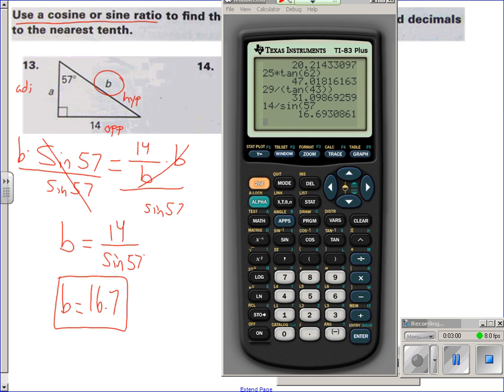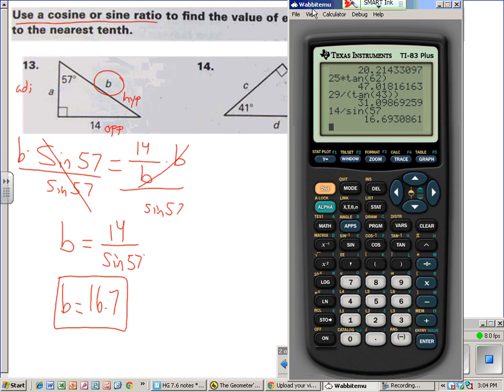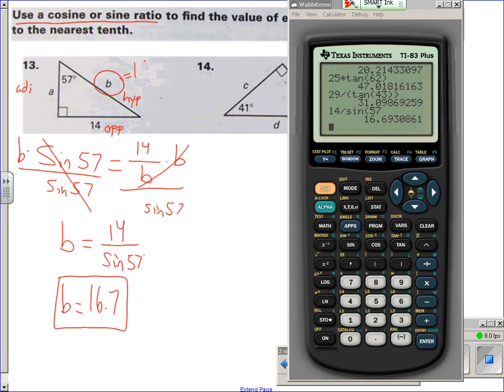Okay. Now, we've got some options here. Need a little bit more space. We've got some options to solve for A, now that we know B. We could do Pythagorean theorem. We could also keep on using our trig function. Now, you've had lots of practice with Pythagorean theorem. You should be experts at it by now. Let's get some practice with these trig ratios.